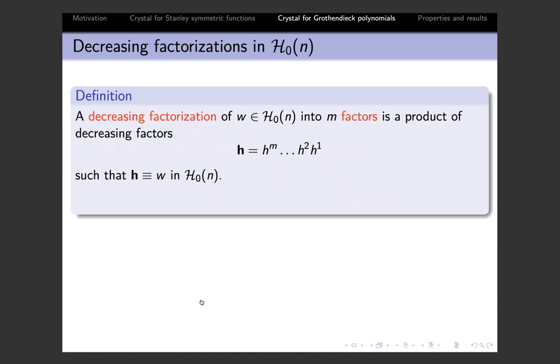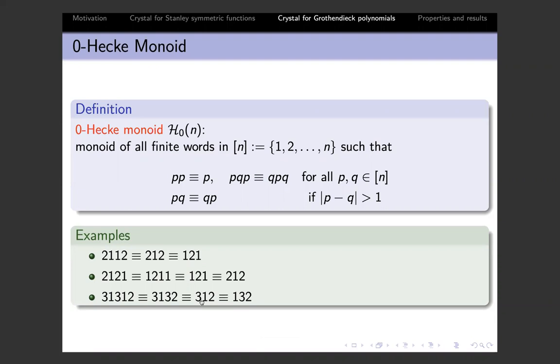Sorry, I have a question. Can you decide, for example, if there are two elements of the zero Hecke monoid, whether they are the same or different? I mean, can you decide exactly the representative of this monoid? Your question is, if you give me two words, can I immediately tell you whether they are congruent to each other? Yes.